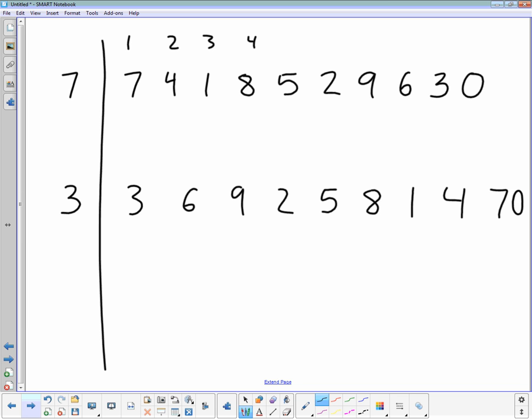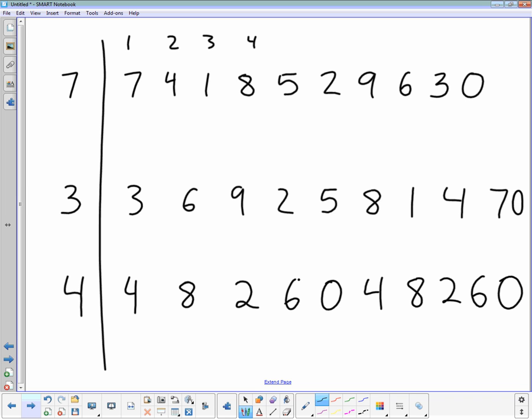Is that true in all cases? How about, say, for example, 4? 4, 8, next. 2, 0. See? So some always have a sequence of numbers that repeats.